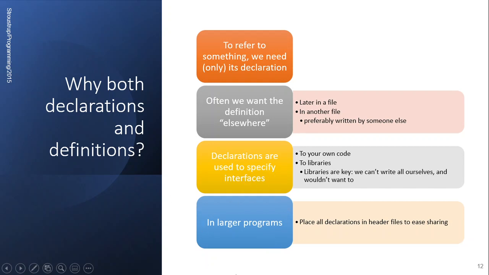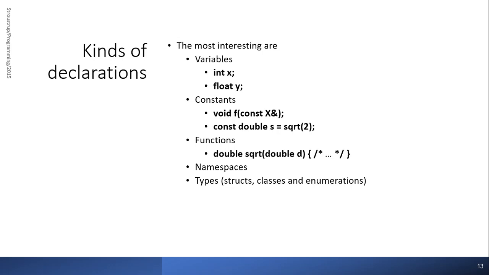In larger programs, if you're working with bigger programs, we place all the declarations in header files, and that helps in sharing our code or interfaces as well. In the course that comes after this one, the course on object oriented programming, you do multi-file programming. So we put our declarations in a header file, and then we put the definitions in a separate source file, and then in the main program we use those declarations and definitions in some way.